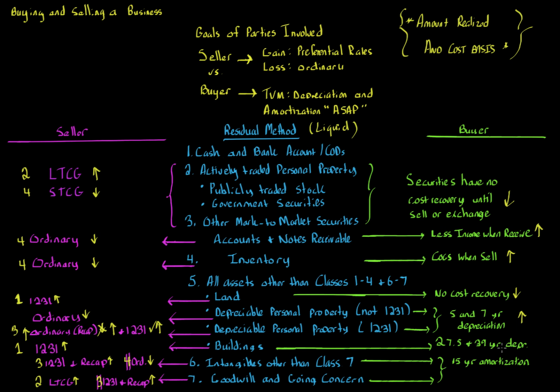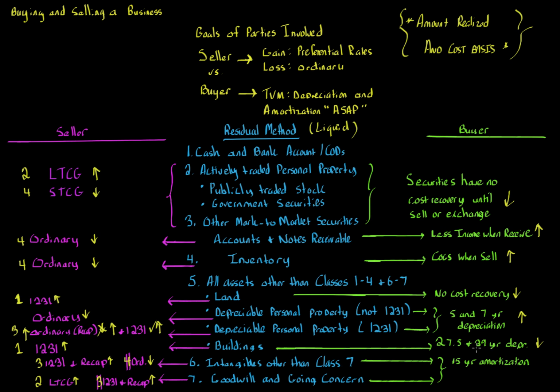Buildings are over 27.5 and 39 years, 27.5 for residential, 39 for non-residential. This is a really long time. We want to value these as low as possible in comparison to the other types. And finally, the intangibles, 15-year amortization straight line. This is over a long time.